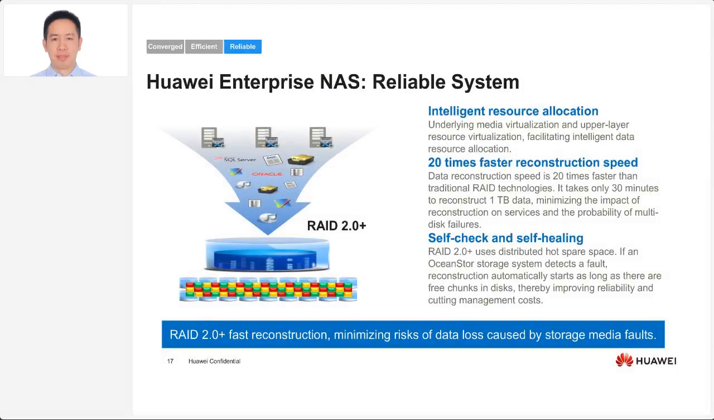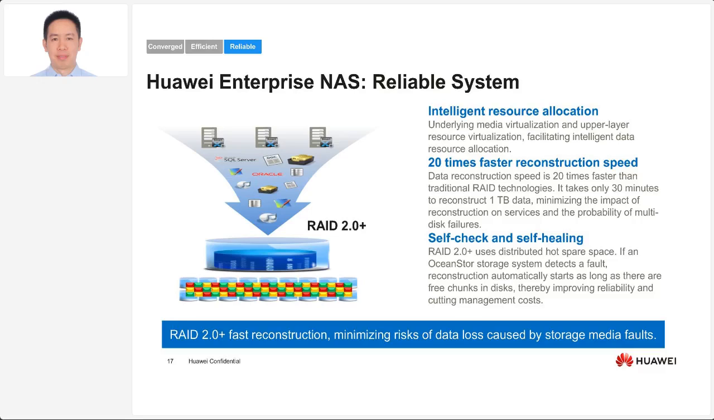Actually, when we come into this, you're always thinking, if the disk failed, how long will it take for the recovery? We have 20 times faster than the traditional RAID system. It only takes 30 minutes to reconstruct 1 TB of data, minimizing the impact of the reconstruction on service, and the probability of multi-disk failure.